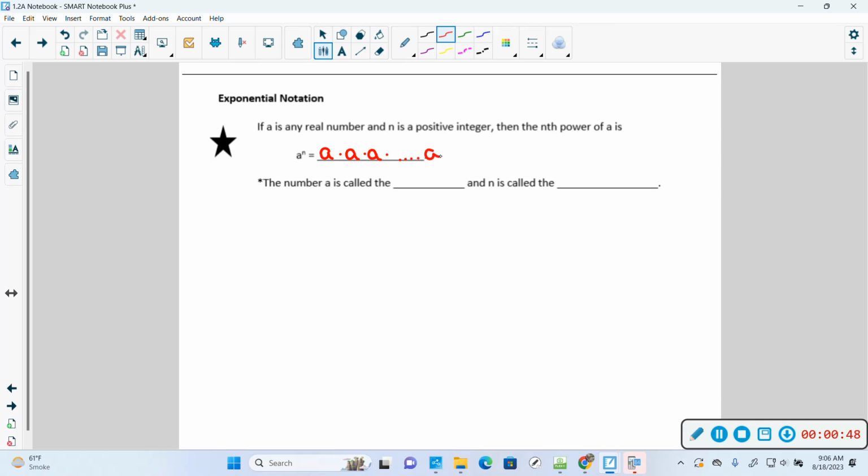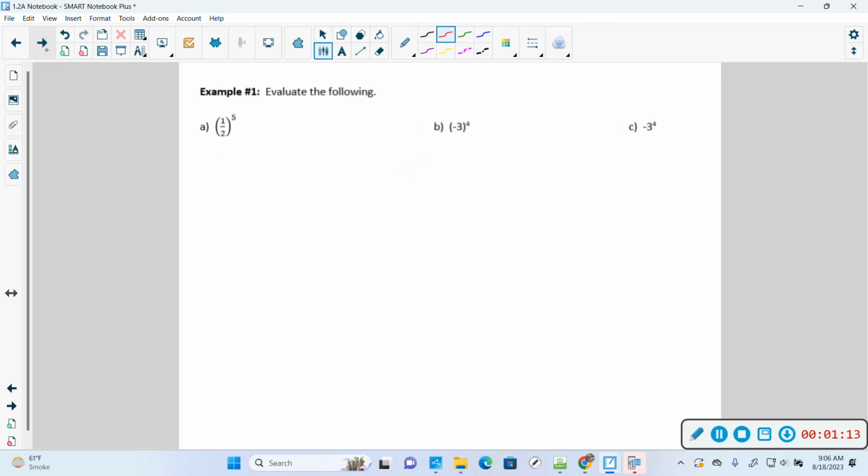Well, vocab for you, a is called the base, and n is called the exponent, or the power. Usually you refer to it as the exponent. All right, so like I said, I'm going to go through the why on some of these problems, but you'll see some patterns and some shortcuts that make these pretty short and sweet without a lot of work on them. So evaluate the following.